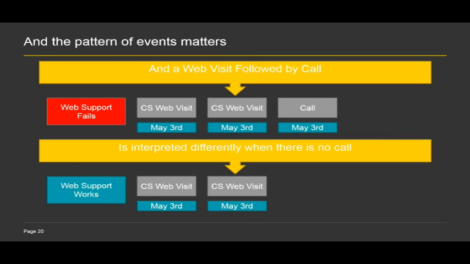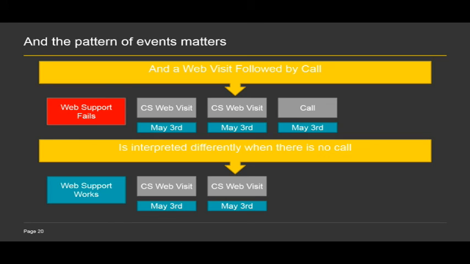That pattern involves both sequence and time and can be simple or quite complex. Here in this example, the presence or absence of a call after a web visit is critical to understanding whether the web visit was a success. That's quite common in customer support applications.